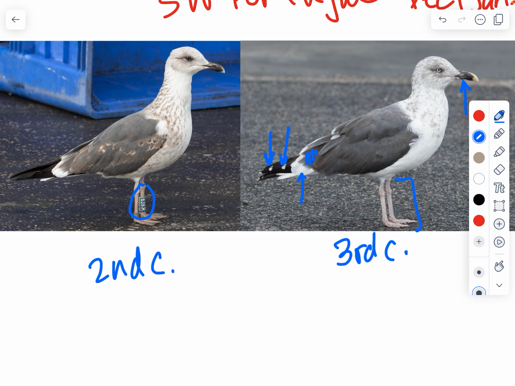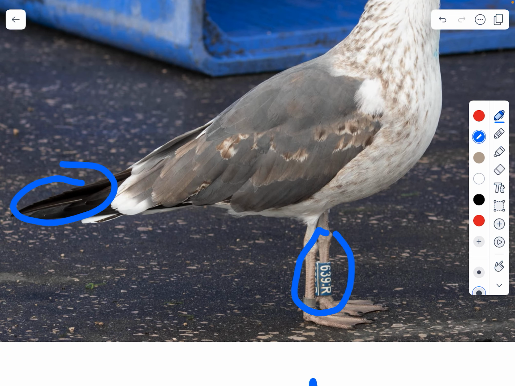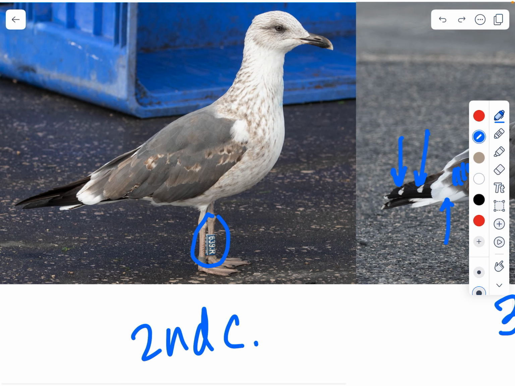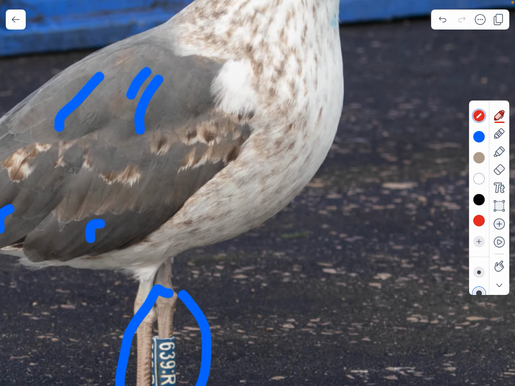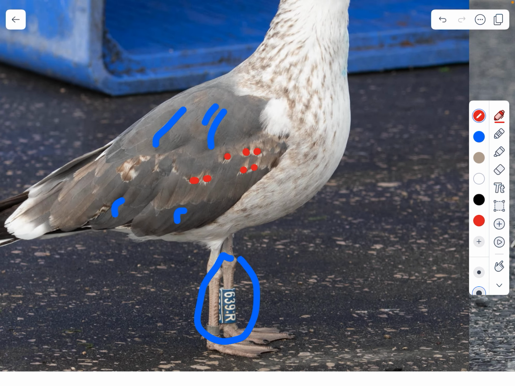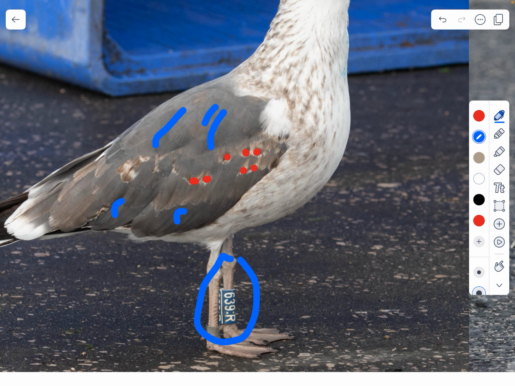Focusing on the primaries, we don't see any white apicals here, and that's not due to wear. There's been no time for wear. These are fairly new primaries. It is a fairly advanced second cycle. It does have fairly solid gray upper parts here, but we see these second basic lesser coverts. They're frayed and older. And these in blue here, these feathers are likely second alternate.